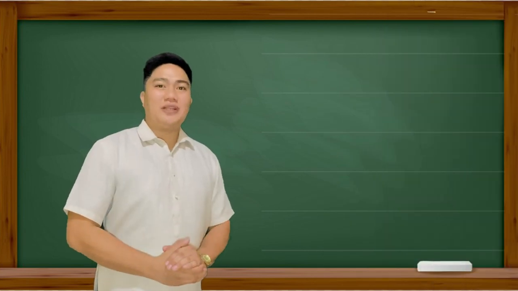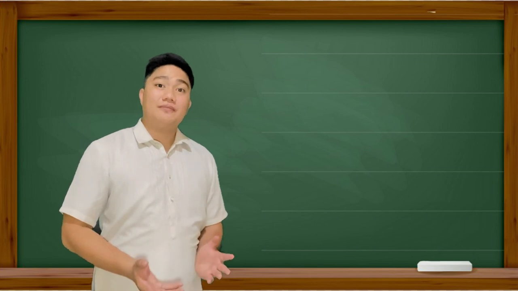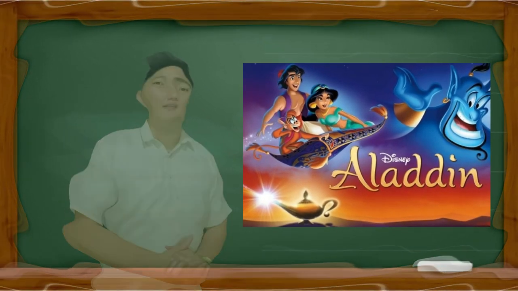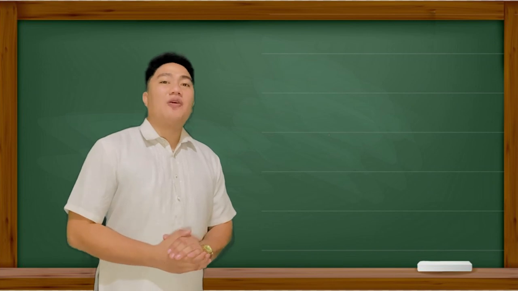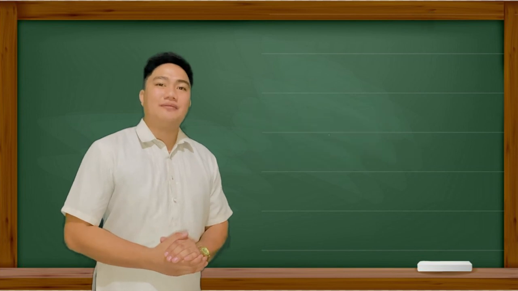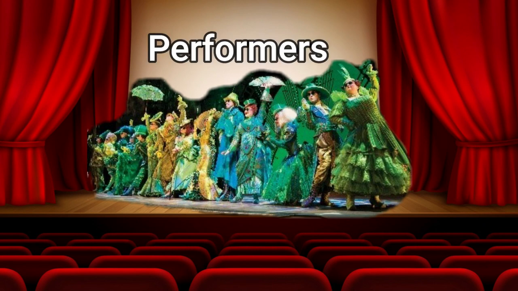Alright! Do you know the title of the musical play that is shown in the video? That's correct! It's a musical play from Disney's Aladdin. This musical play comprises different theatrical elements, and that is our topic for today. First is performers. The performers are the people on stage presenting characters in dramatic action.